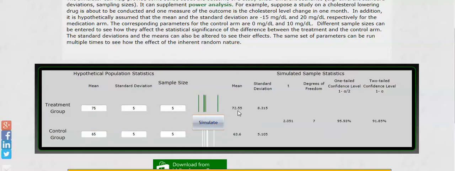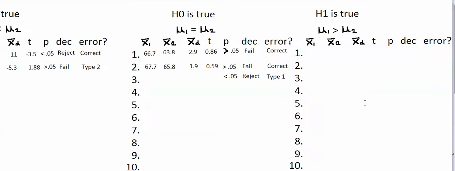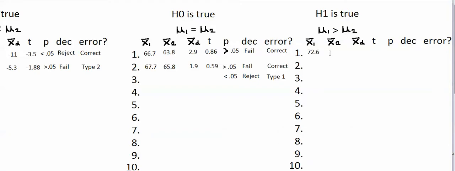So now it's going to be 72, which is near this population mean, and 63, which is near this population mean. So now the first sample mean is higher than the second sample mean. So I'll put 72.6 is my first simulation over here. And the other one, 63.6.